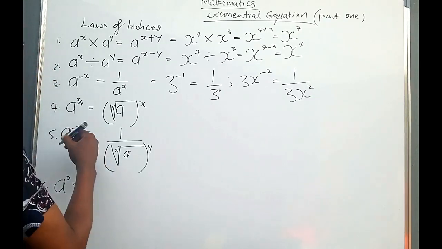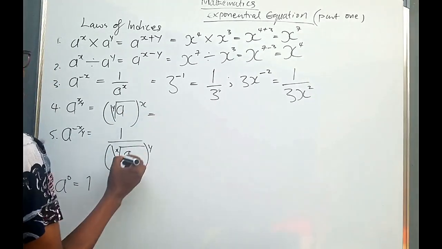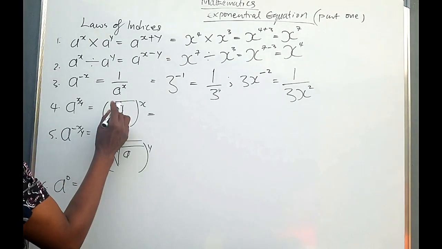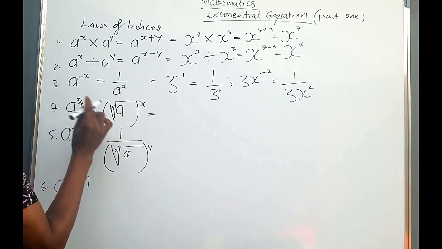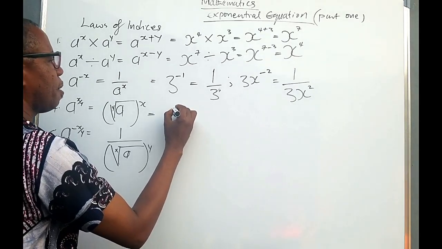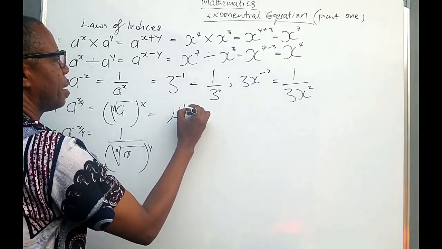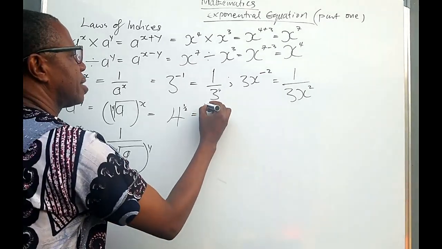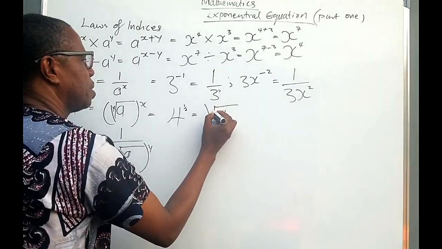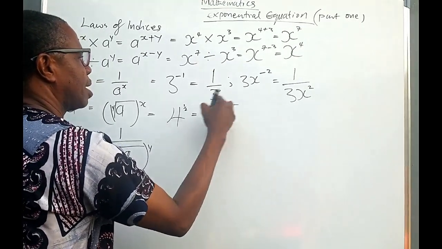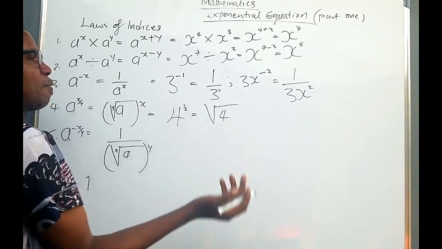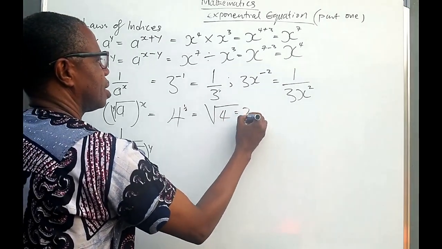Then you can also have a situation like this where you have a raised to the power x over y is equal to the y-th root of a, all raised to the power x. So if I have a number like 4 raised to the power 1 over 2, it is the same as the square root of 4. You don't write the 2; the 2 ought to be here. All raised to the power 1, but you don't write 1 because 1 is not a power to reckon with. So that means the square root of 4, which is actually 2.